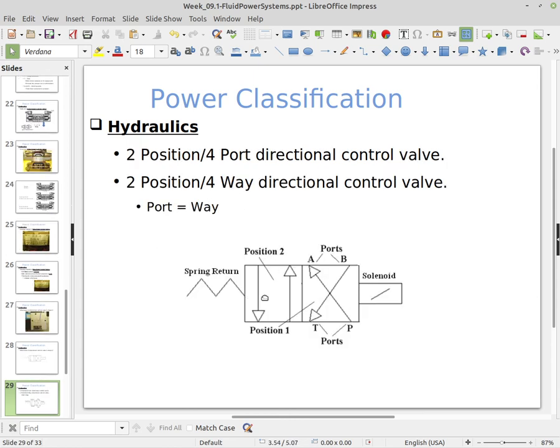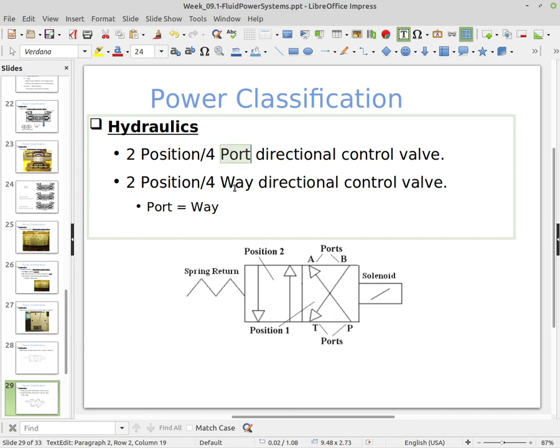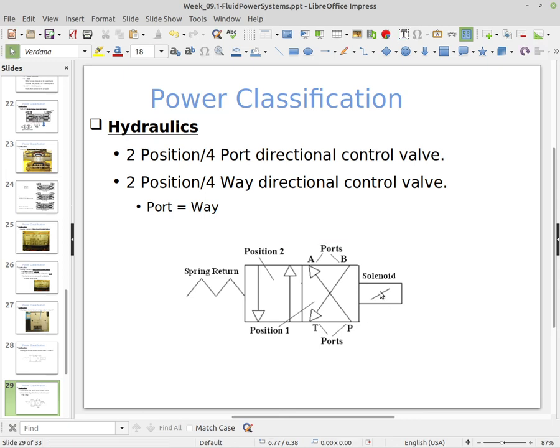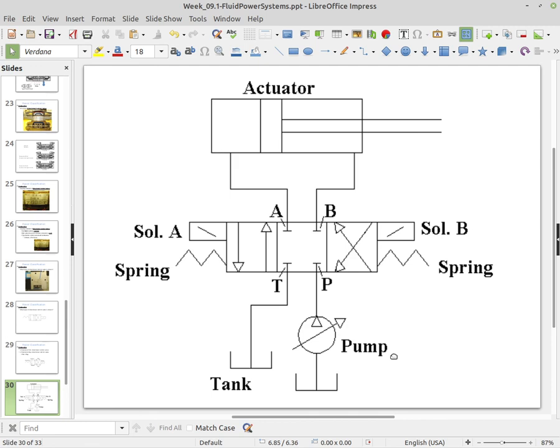Okay, this here is a two-way valve, but 4 ports. So it's two positions. Way and port refer to the same thing. It's a way for the fluid to flow. And then the position is how many positions are on the valve. So sorry, it's a 2-position, 4-port valve with a solenoid to activate it and a spring to return it back to the default when the solenoid is not activated. This is a 3-position, 4-way valve here.